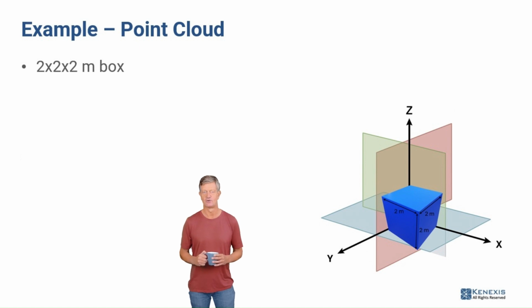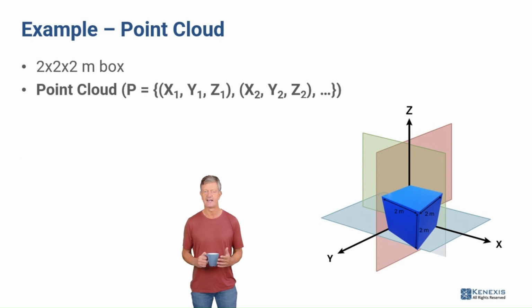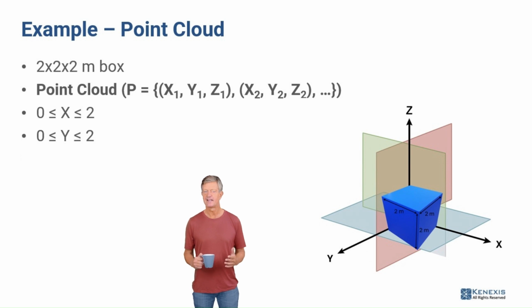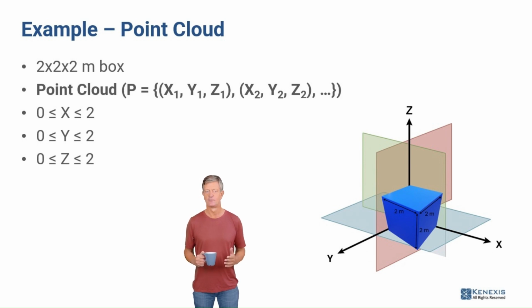The 2 by 2 by 2 meter box could also be represented with a point cloud. If it were scanned out in the field, there would be an array of points that covered all surfaces of the cube in the form of a list of x, y, and z coordinates. This list would be extremely expansive and contain coordinates anywhere from x equals 0 to x equals 2, y equals 0 to y equals 2, and z equals 0 to z equals 2. The point cloud could be written mathematically as a list of 3D points, where each point has coordinates somewhere on the surface of the box.